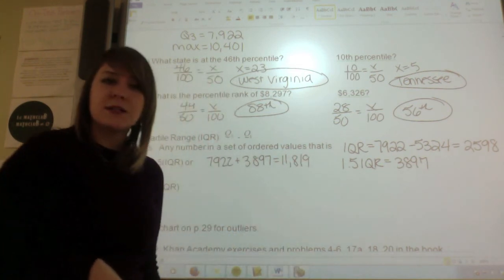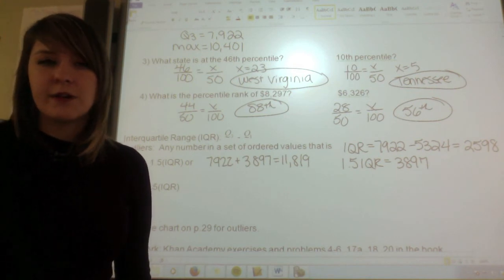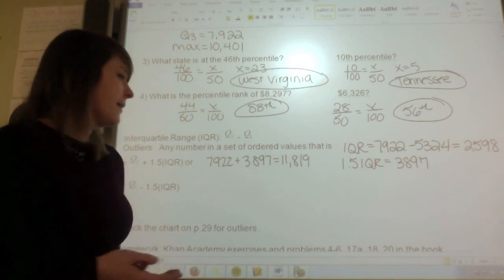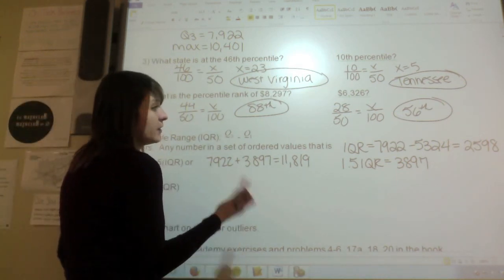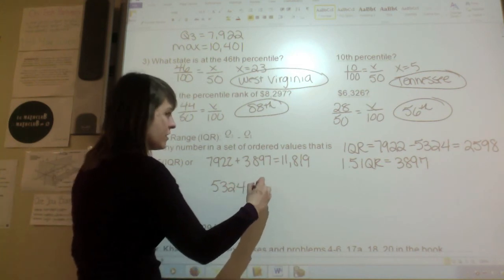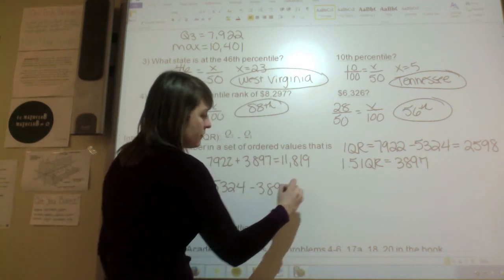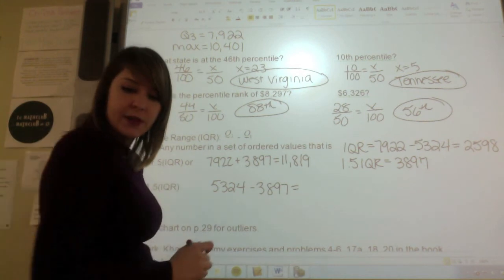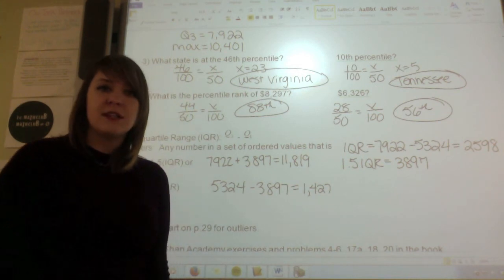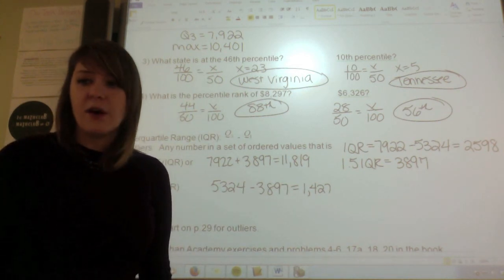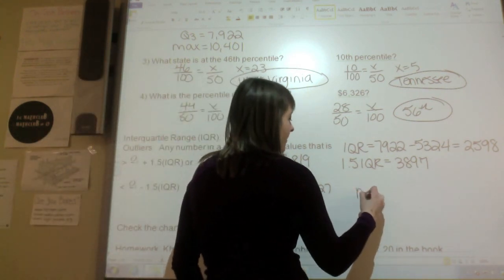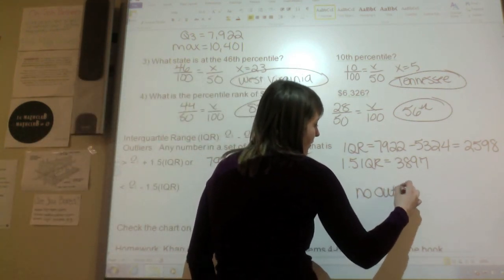Looking at my data set, I don't see anything that's greater than 11,819, so that means I don't have any upper outliers. Now I'm going to go to my lower quartile, 5,324, and subtract my 3,897. When I do that, I get 1,427. Do I have any data that's lower than that? The answer is no. Therefore, I don't have any outliers at all. According to my 1.5 IQR criteria, I have no outliers.